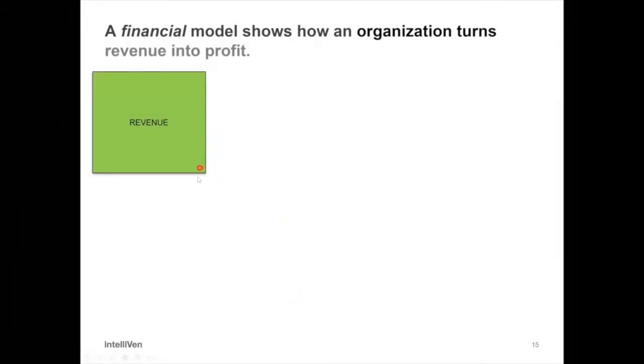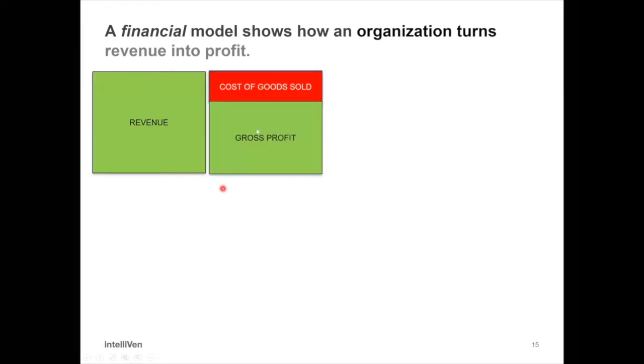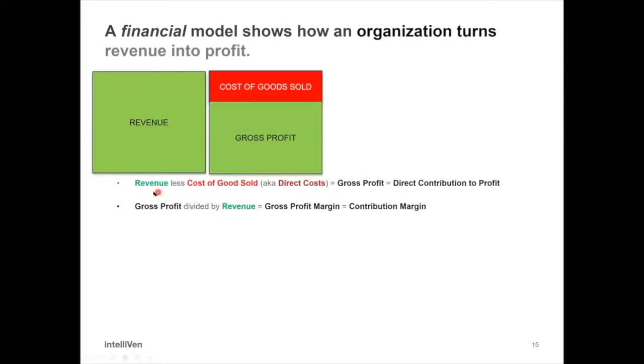Here's our box of revenue, green for money. Out of that, we take what it costs us to deliver that which was paid for by the customer to generate the revenue. We call those direct costs, or costs of goods sold. So revenue, less cost of goods sold, or direct costs, the money that we spent in order to deliver the service or good, is called gross profit. It's also sometimes called contribution to profit, or direct contribution to profit, or other names. But the important thing is the concept.